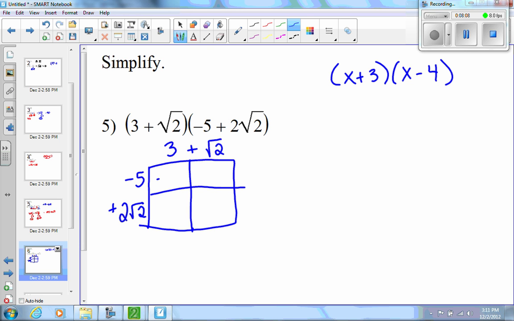3 times negative 5 is negative 15. 5 times root 2 is 5 root 2. It's negative, so negative 5 root 2. 3 times 2 is 6, so I get 6 root 2.